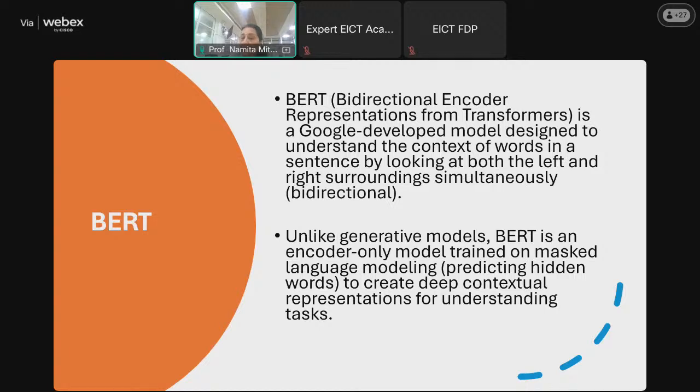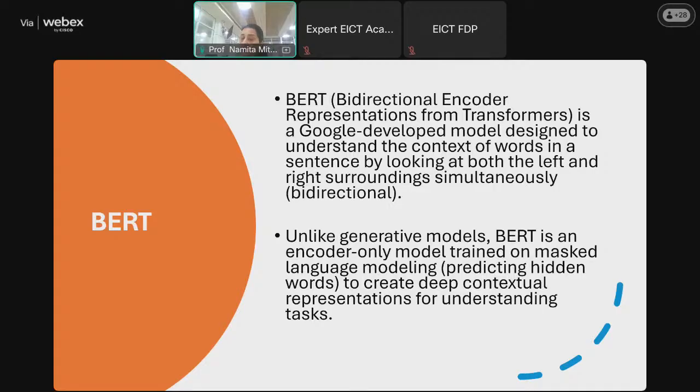Unlike generative models, BERT is an encoder-only model, while GPT is a decoder-only model. It is trained as a masked language model. What do we mean by mask? Mask is something kind of hidden. We hide the words and the model predicts the words. So kind of Y is equal to F of X, where X is your input, F is your model, and Y is the label.